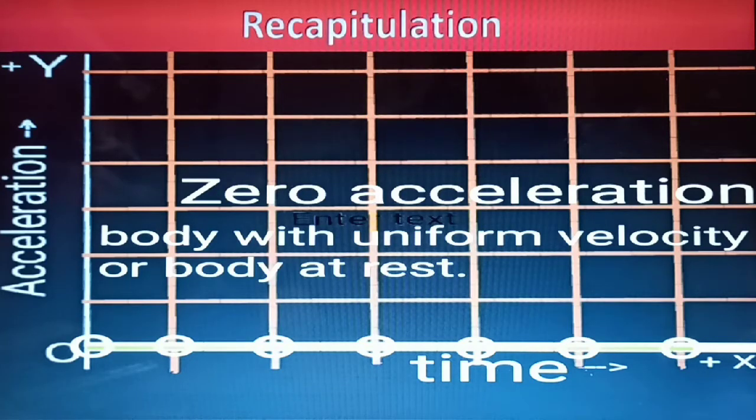This is an acceleration time graph for zero acceleration. That means when the body is moving with uniform velocity or the body is at rest. We see that the graph line is a straight line coinciding with the time axis.